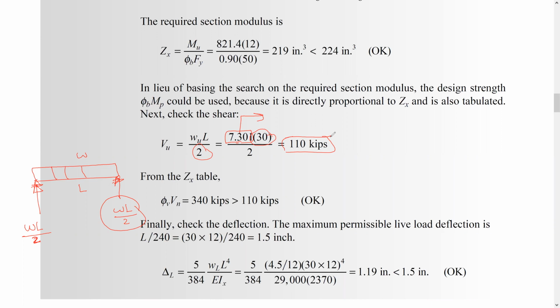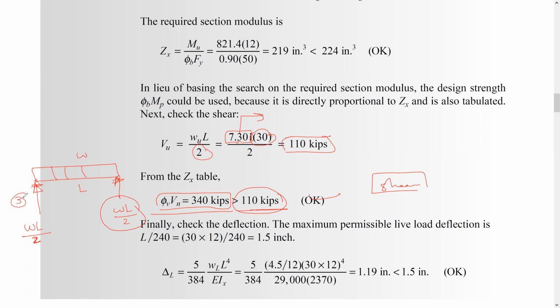From the table, we got the shear strength 340. So 340 is almost 3 times greater than the required one. So this one is okay for the shear. As I mentioned to you all the time, shear is not a big deal in the beam, but it might be sometimes, but in general practice it is not. Okay, right now this is step number 3.